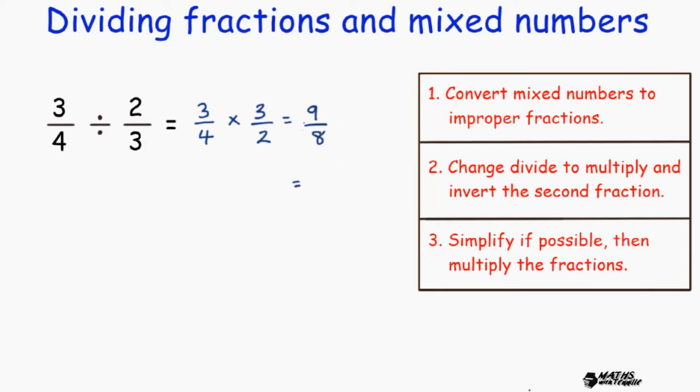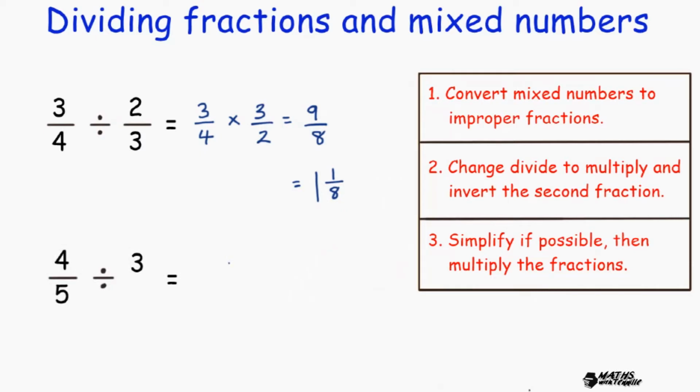We know that this is a top-heavy fraction, which is also called an improper fraction. So I'll change this to a mixed number by asking how many 8s go into 9? That's 1. We have a remainder of 1, and our denominator remains the same. So the final answer, 3/4 divided by 2/3, is equal to 1 and 1/8.